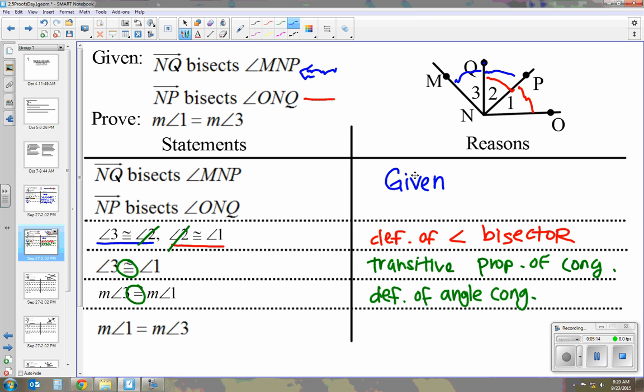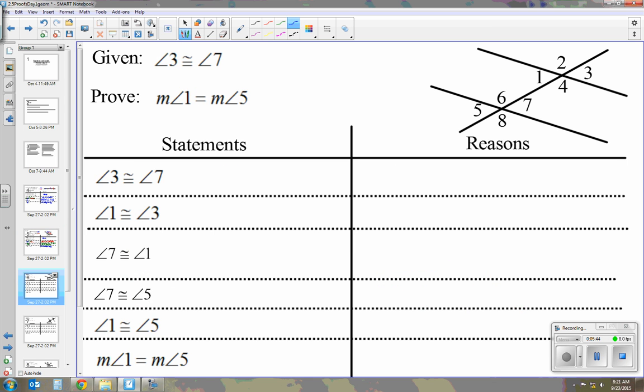All right, and then we have the measure of angle 1 is equal to the measure of angle 3. Well, let's look at the line above. If we notice, we have the measure of angle 3 is equal to the measure of angle 1. So what we've done is we flipped it. We've just flipped this statement. So when we flip a statement, that's our symmetric property of equality because we have an equal sign. All right, so looking at the line above, it really does help to write the rest of these problems.